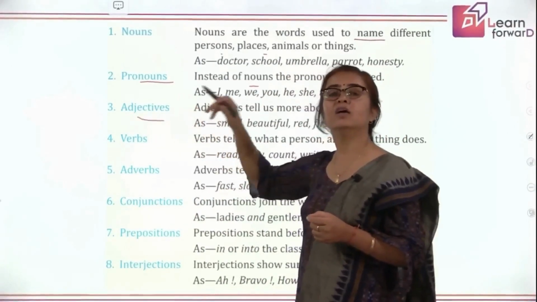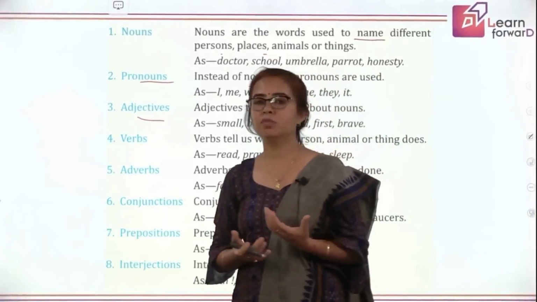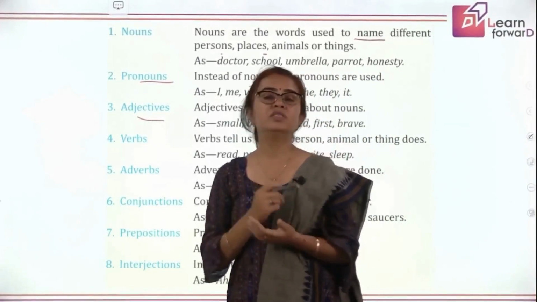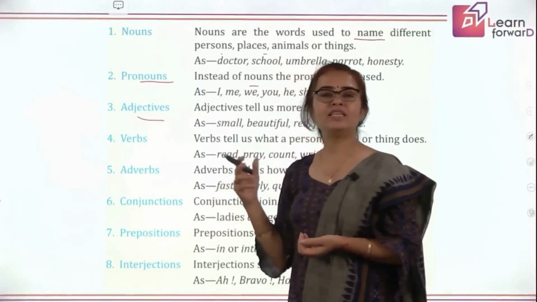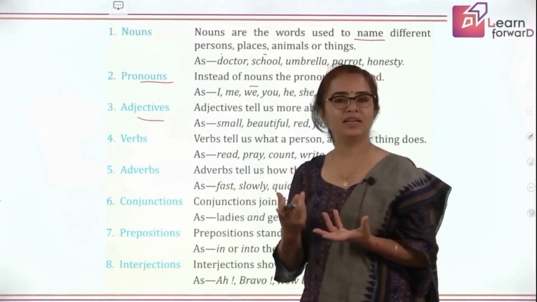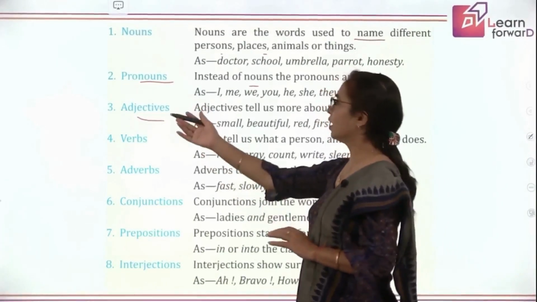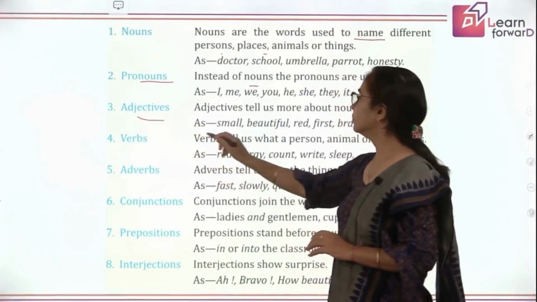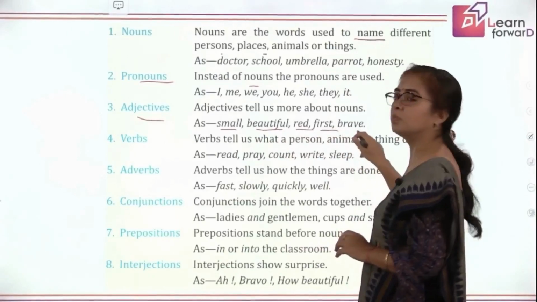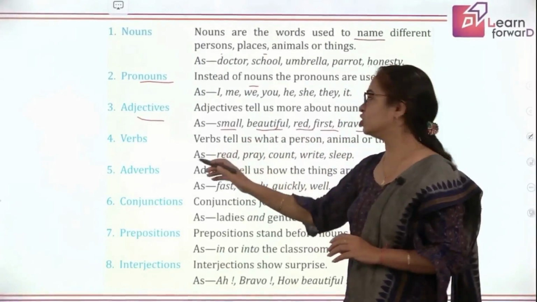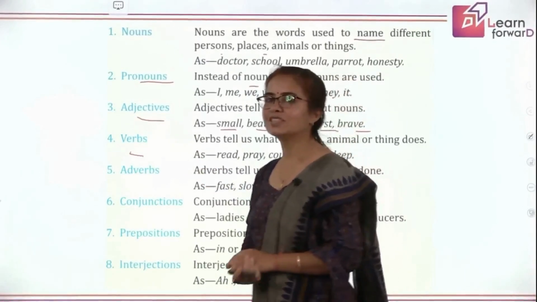Adjectives are the qualities, right? So whenever you describe some noun or pronoun, the words that you use to describe are called adjectives, like sweet, sour, beautiful, ugly, intelligent, dark, bright. These are all describing words. They are called adjectives. Like we have the examples here: small, beautiful, red, first, brave. These are all adjectives. Next is verbs. They are the action words.